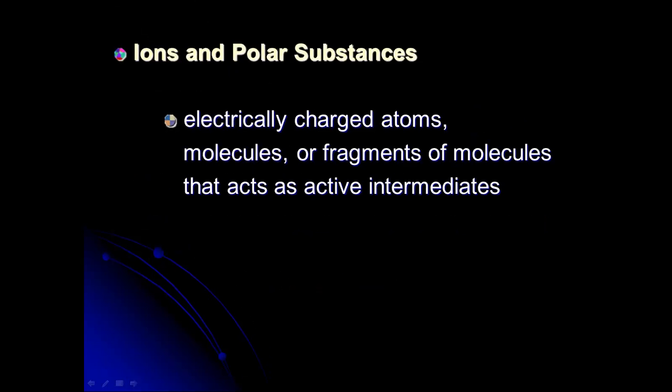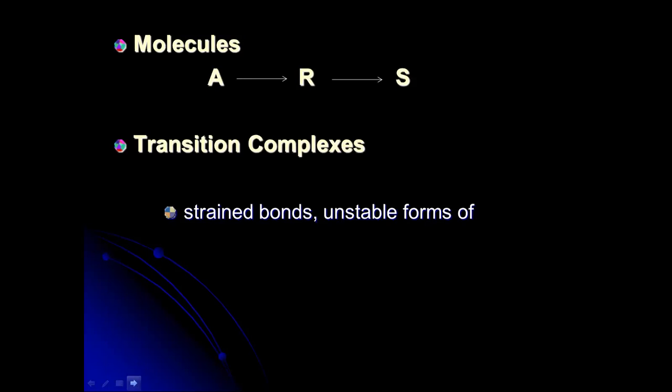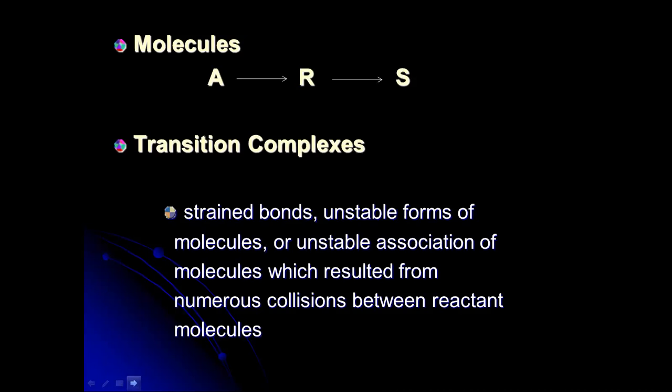Now, another form that your intermediates can have is in the form of ions and polar substances. Ions are electrically charged atoms or molecules or fragments of molecules that act as active intermediates. You see them with, of course, the minus or the plus sign. So they are intermediates as well. Now we can also have molecules and transition complexes. These transition complexes are actually strained bonds, unstable forms of molecules or unstable associations of molecules which resulted from numerous collisions between reactant molecules. So transition complexes readily decompose and form the final product or products.